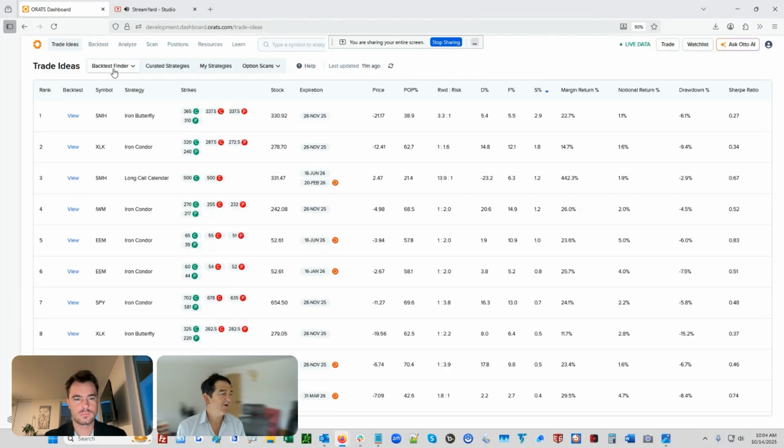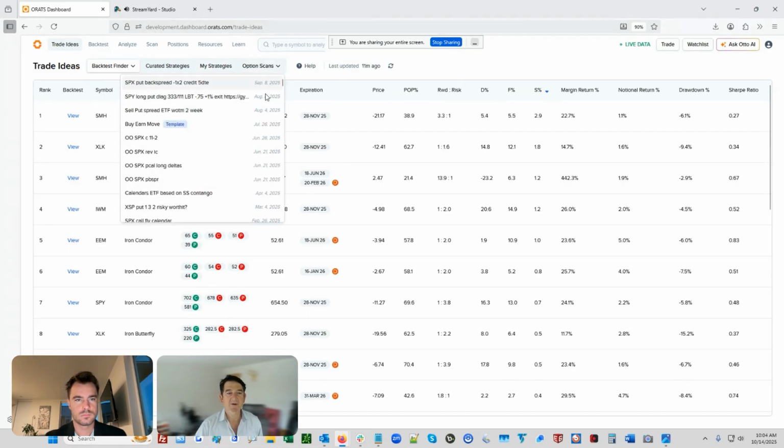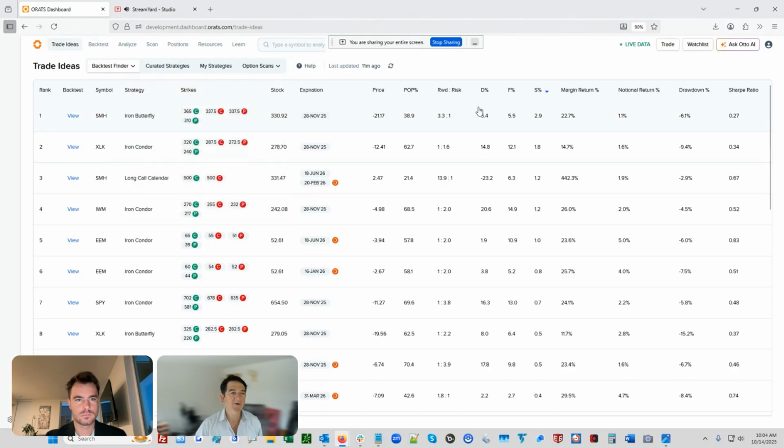That's the one that has 390 million trades in it, and we try to find the best ones from each popular ETF. And then we have curated strategies, ones that we've gone through at ORATS and picked out and done some optimization on. And then the strategies that you have saved that go into My Strategies. And then option scans themselves. So these are a lot of my option scans that I have out there. So these are all ways to find trade ideas.